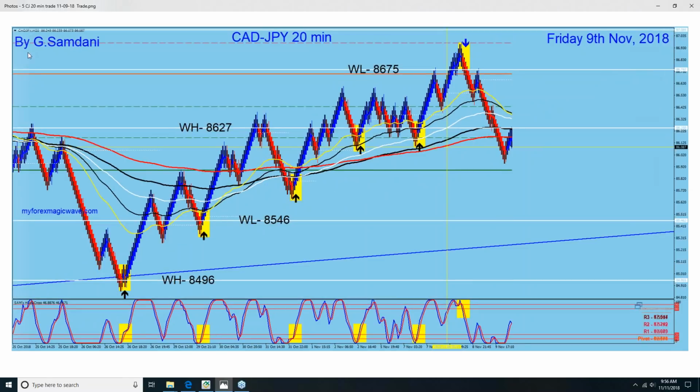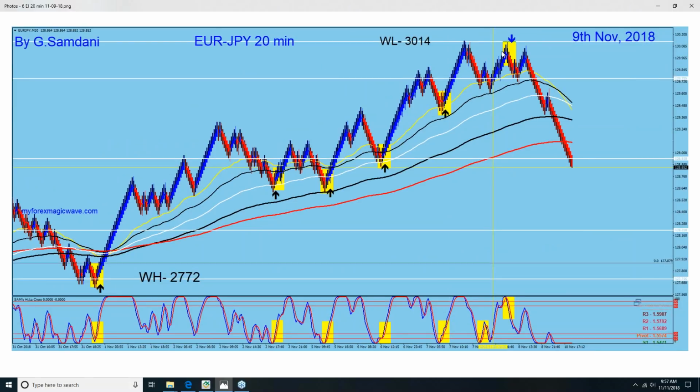And this one, look, CAD yen. This is the November 8th yellow line, and after that the price went up a little bit, and then short from there, the first short, all the way down here. That's what I said: yen pairs, all yen pairs, will be going down. This is Euro yen. You can see here, very nice 30-14 area. It went up.